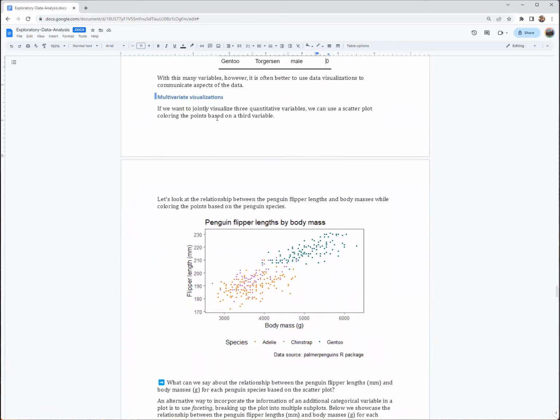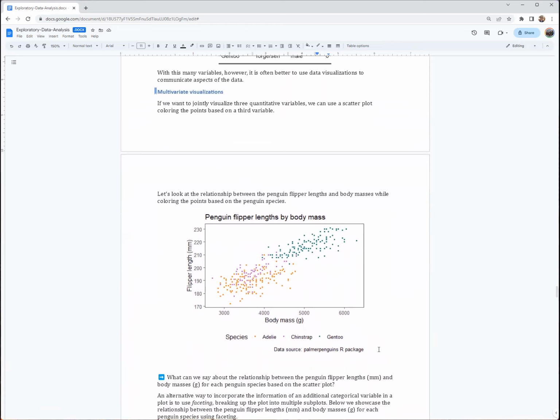When we're creating visualizations, we can add additional variables or additional dimensions to a visualization using what we call aesthetics. So for example, coloring the points, we can use the color aesthetic to show an additional dimension in a scatter plot here, where we're showing the species of each penguin. So now each point, for example, this point is purple, so we know it's a chinstrap penguin, and we know its body mass and its flipper length.